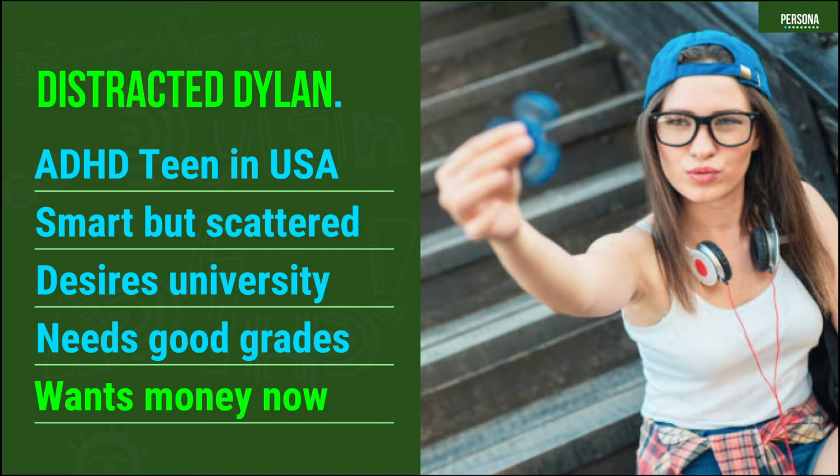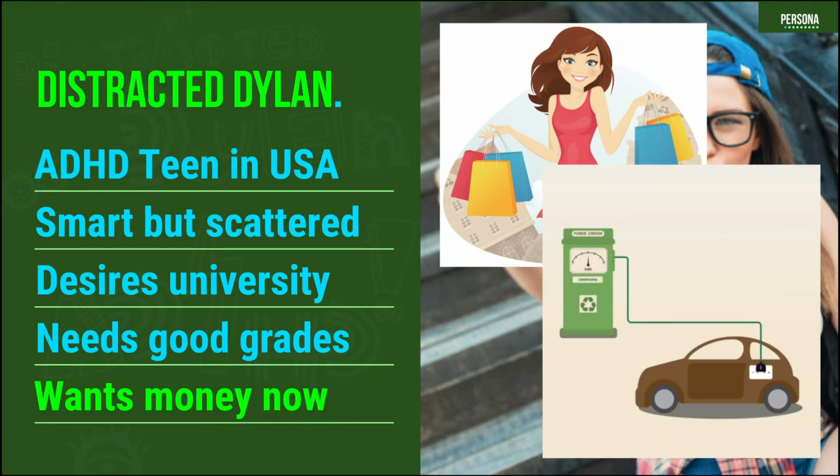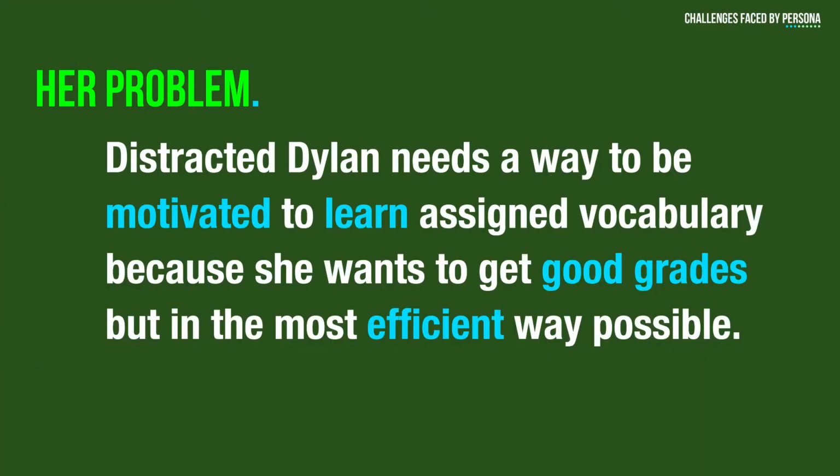But going to college seems so far away, and she'd much rather decompress from a stressful day, playing on her phone or going shopping with friends. But shopping is a struggle for Dylan because, well, she's broke. Distracted Dylan needs a way to feel motivated to learn her assigned vocabulary because she wants good grades, but in the most efficient way possible.